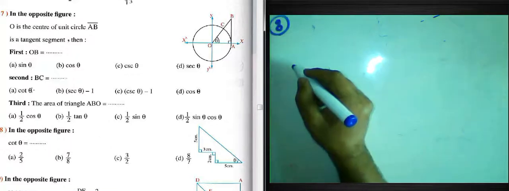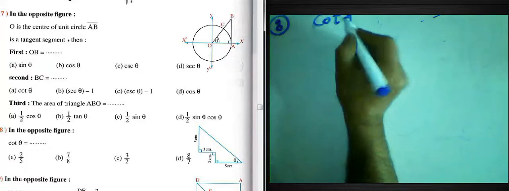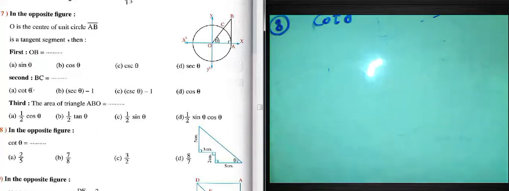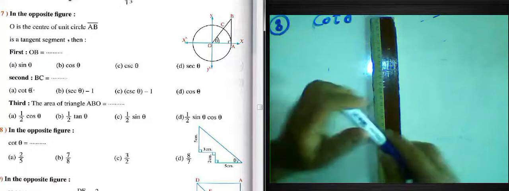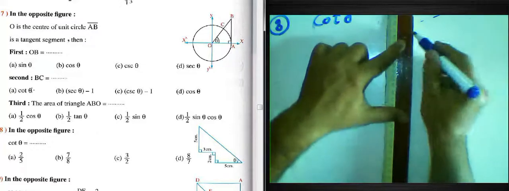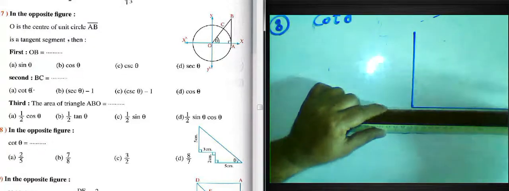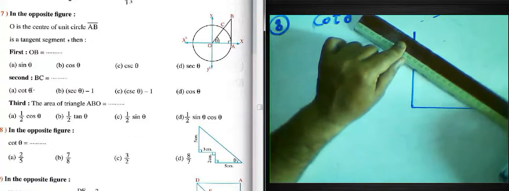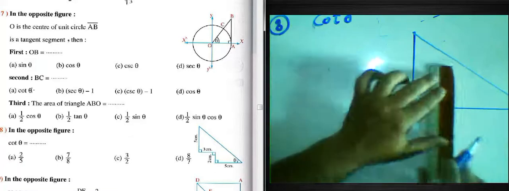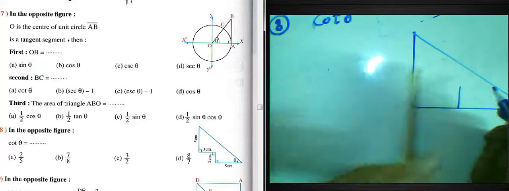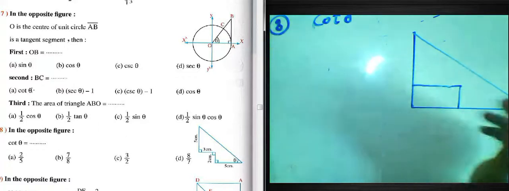Question number 8. In the opposite figure, we want to find cotan theta. I will draw it here to understand. You must write after me. We have a right angle triangle. We will complete the drawing. You must complete the drawing to know the steps of your solution. I will complete it, and you do that in your book or your notebook as you like.